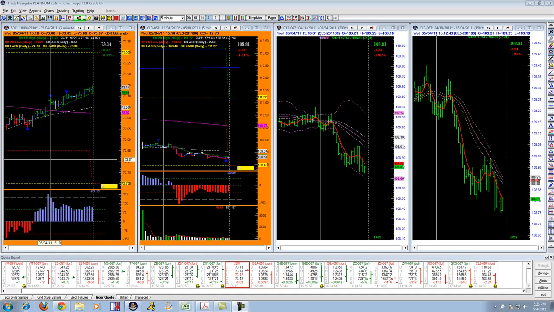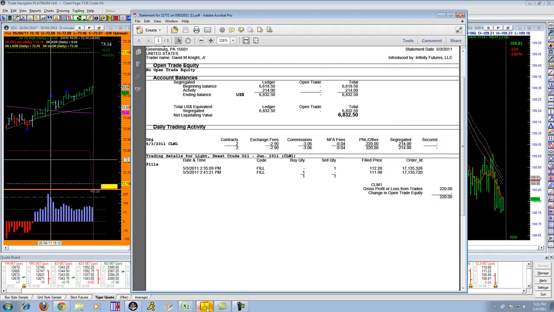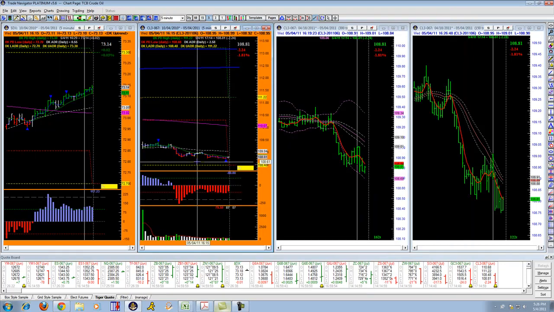What I want to do here is go through some proof. Here's my account statement up to this point in time, sitting at $6,832.50. Notice the statement date is 5/3/2011, so this was as of yesterday. And we started with an account statement, you can go back and check on YouTube, of $5,066. So that's what I want to show there.